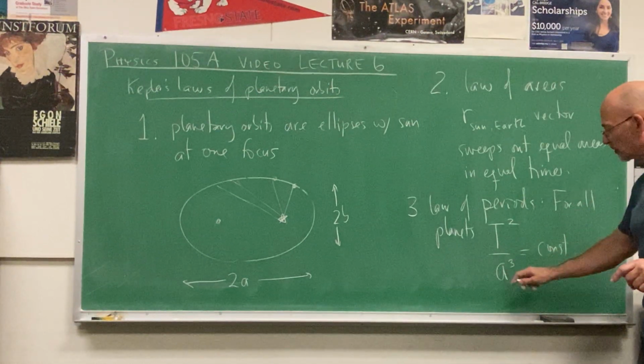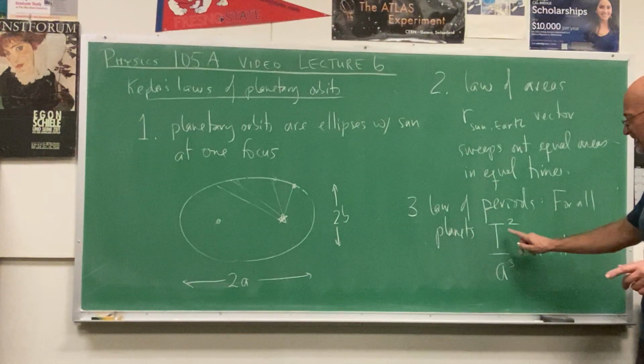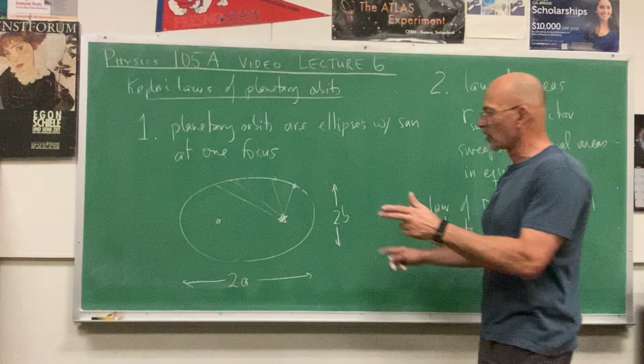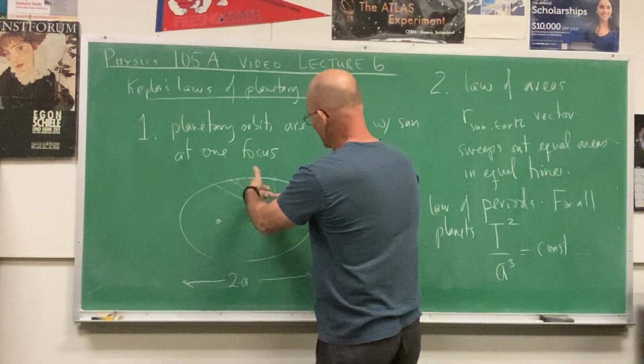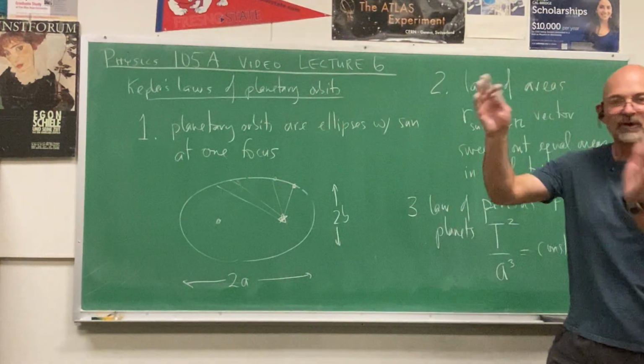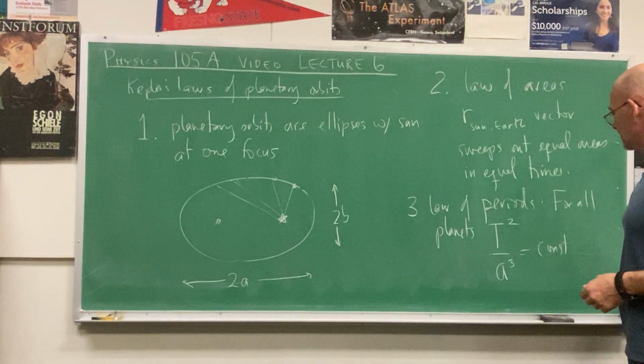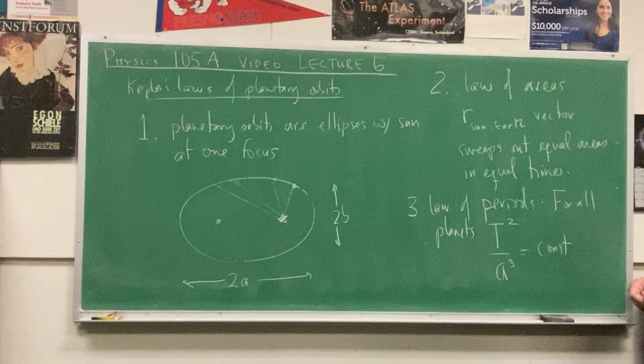For a circular orbit, we would say T squared over R cubed. Okay, and remember the planetary orbits are nothing as stretched out as this ellipse. They're very, very close to a circle as far as if you were just to look at it, it would look like a circle. Okay, so those are Kepler's 3 laws.